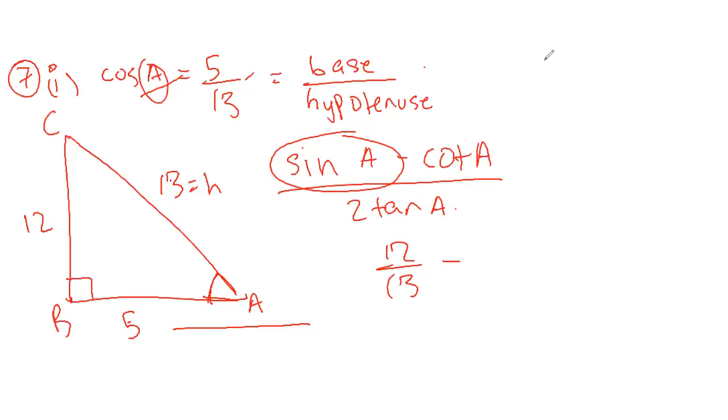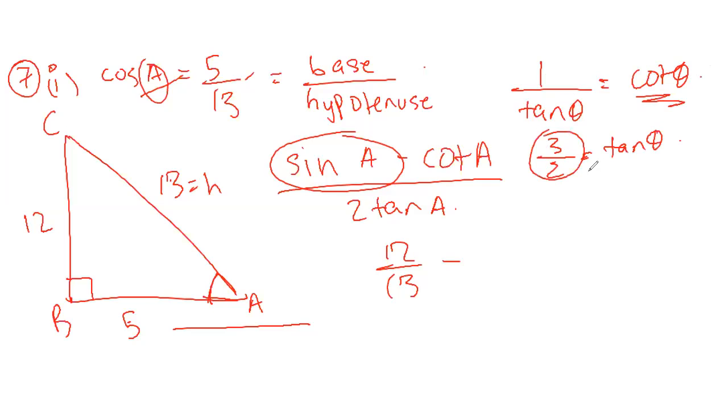Now 1 upon tan theta is equal to cot theta. What I mean is that the reciprocal of tan theta is known as cot theta. Whatever answer I get for tan theta, the reciprocal of that value is cot theta. So say, for example, I get 3 upon 2 as my tan theta. Then the reciprocal of this value will be cot theta. Okay, so I'll make some space.